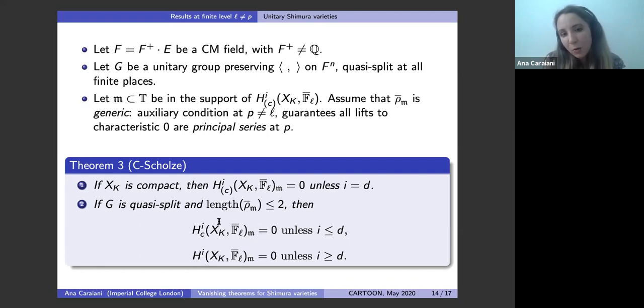And in that case, we can show that the cohomology with compact support is only concentrated below the middle degree, and the usual cohomology is only concentrated in the middle degree and above. And of course, if the length is really 1, so the representation is absolutely irreducible, you can actually show that they are in the middle degree. But for certain applications, such as this Calegari-Geraghty program, it's important to treat the case where the length is equal to 2 and where this kind of result is the best that you can do. All right, so that's the result.